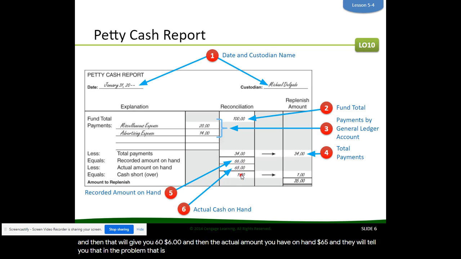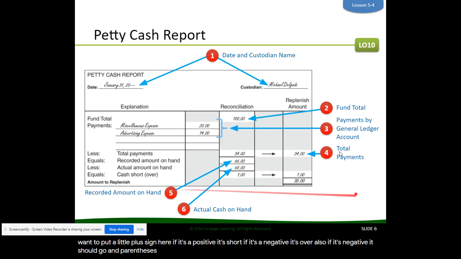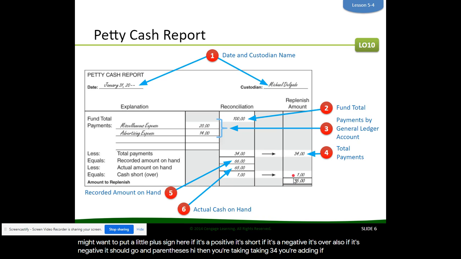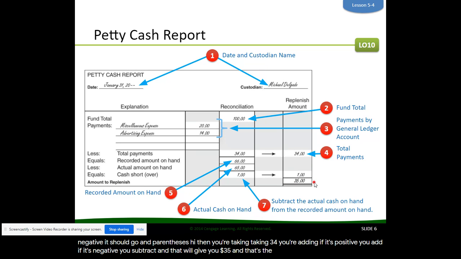That is then going to leave you either cash short or over. So if it's a positive, you might want to put a little plus sign here. If it's a positive, it's short. If it's a negative, it's over. Also, if it's a negative, it should go in parentheses. Okay. Then you're taking 34, you're adding. If it's positive, you add. If it's negative, you subtract. And that will give you $35. And that's the amount that you have to replenish. Okay.